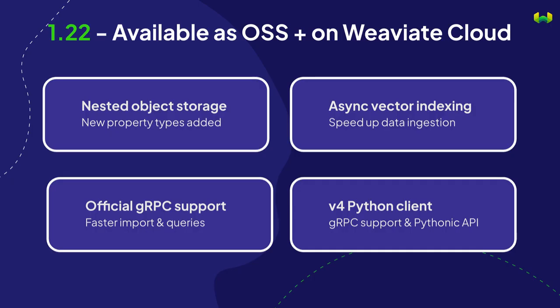And that's it. Weaviate 1.22 is available as open source software for you to run yourself or through various cloud deployment options.